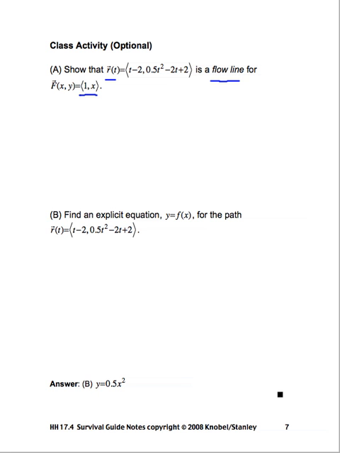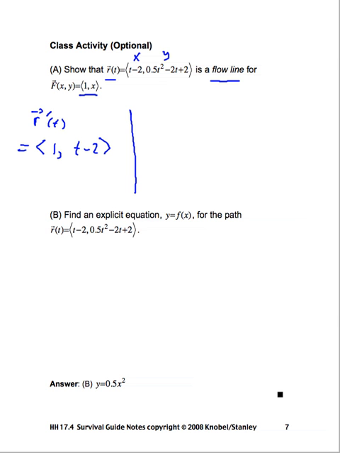I want to show that this is a flow line. So really what I have to do again is compute r prime of t. You do that on the left. And that's not too hard to do here. So r of t, and remember the first component's x, the second component's y. So if I differentiate t minus 2, I get 1. If I differentiate 0.5 t squared minus 2t plus 2, I get t minus 2. So there's r prime of t.